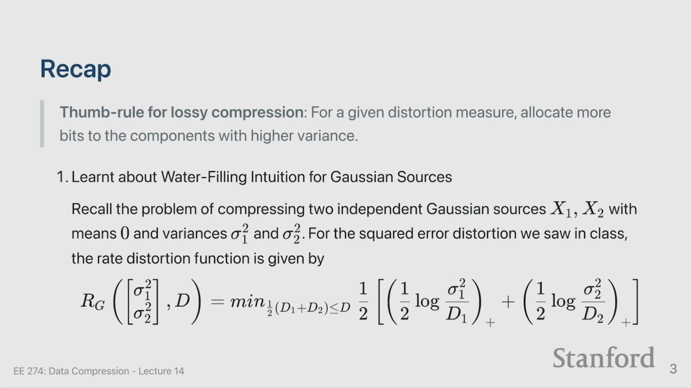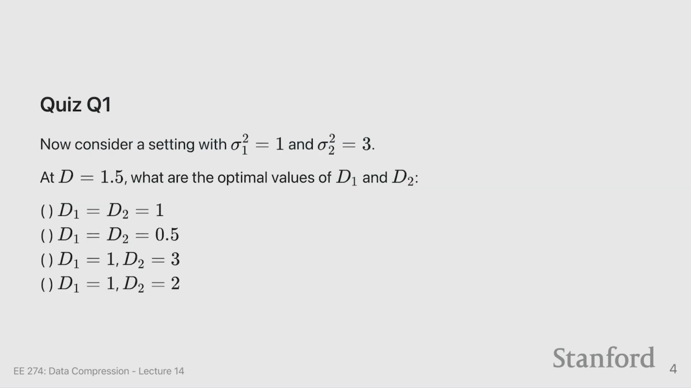Just recalling the water filling problem, we were compressing two independent Gaussian sources with different variances. And particularly for squared error distortion, this is important again, we saw that the rate distortion function can be given by this expression. And we saw the takeaway again that you would want to allocate more bits to the signal with higher variance. And so last time's quiz question was also on exactly this, with some specific numbers.